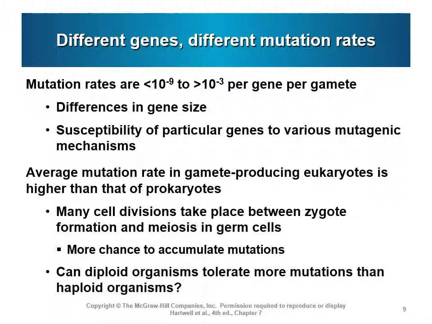Mutation rates are different for different genes, and that's very reasonable to agree with, right? Because the larger the genes are, the higher the chances to have mutations. So mutation rates can be between 10 to the minus 9 and 10 to the minus 3 per gene for each gamete.